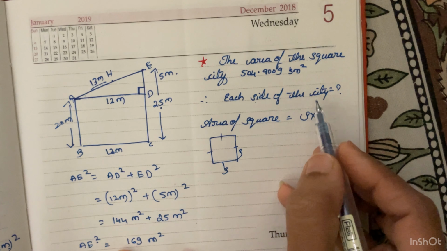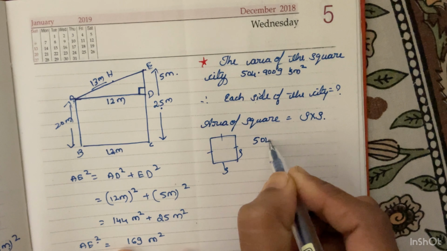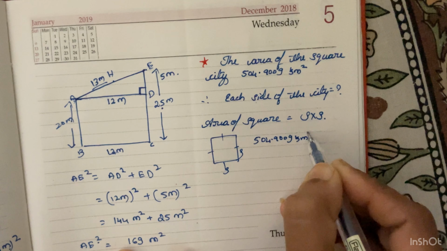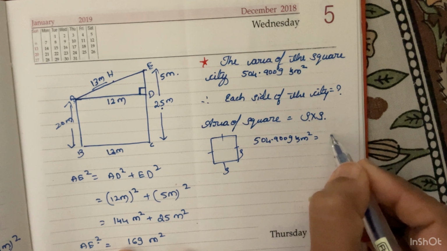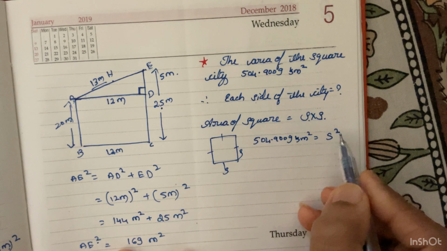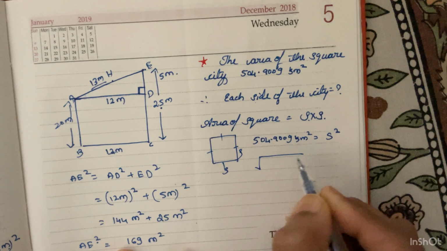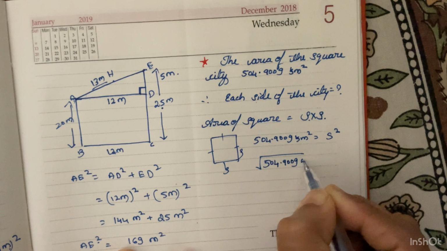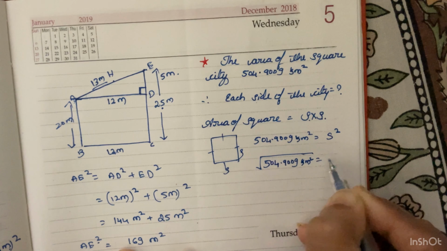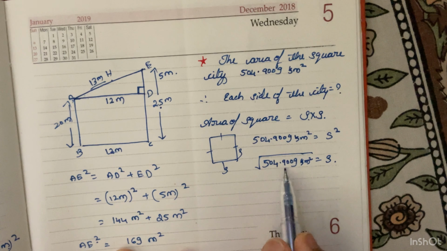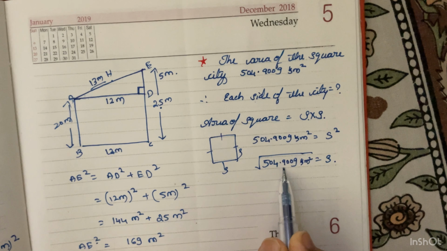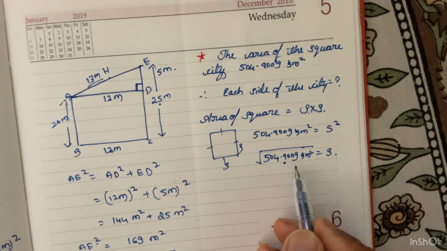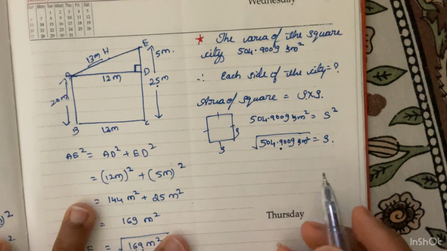Now the area of the square has been given, that is 504.9009 kilometer square, which equals s into s, that is s square. Now to find s, I am shifting the square to the right side, so it becomes the square root of 504.9009 kilometer square equals s. To find the square root of this, we can use either the prime factorization method or the division method, but since the number is a decimal, I'm going with the division method.